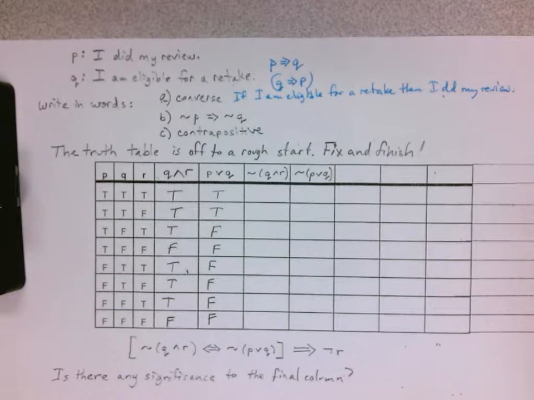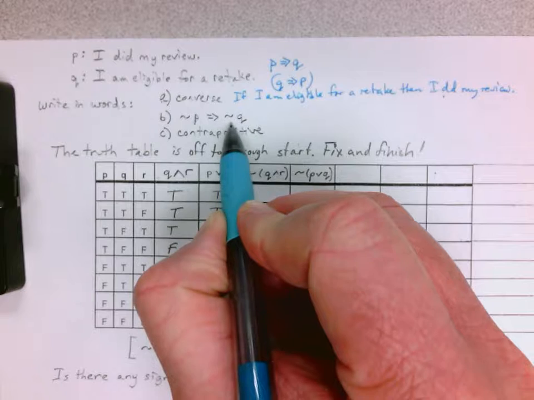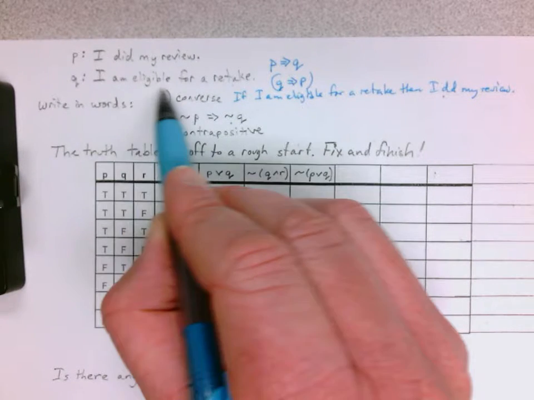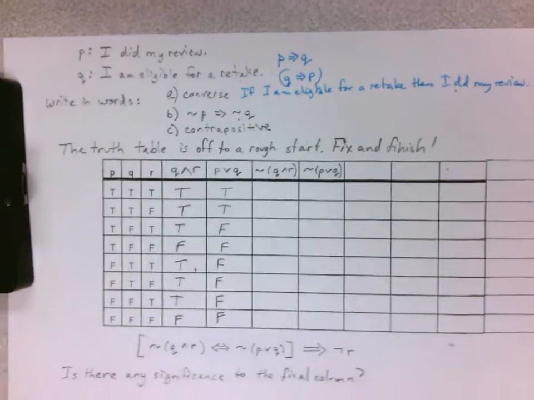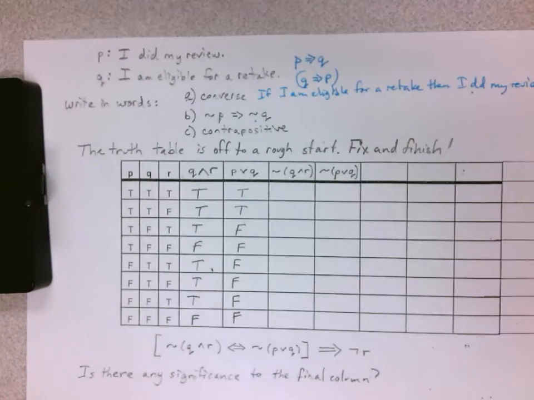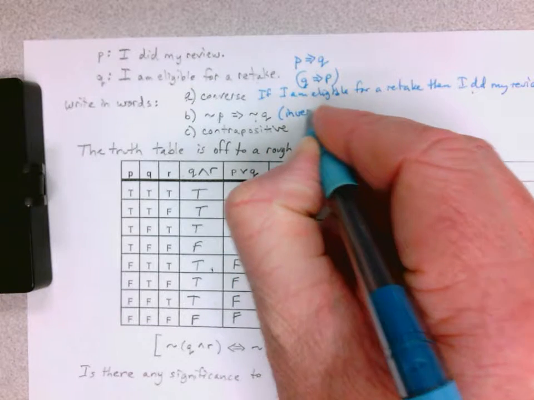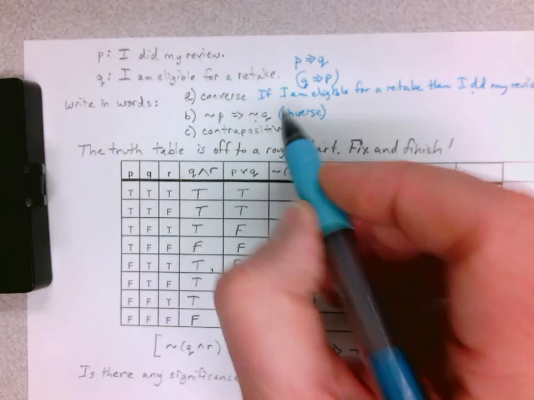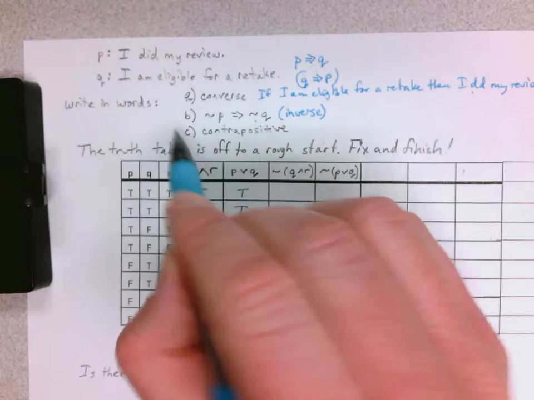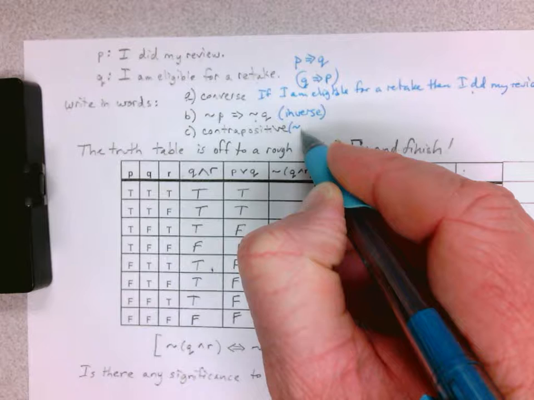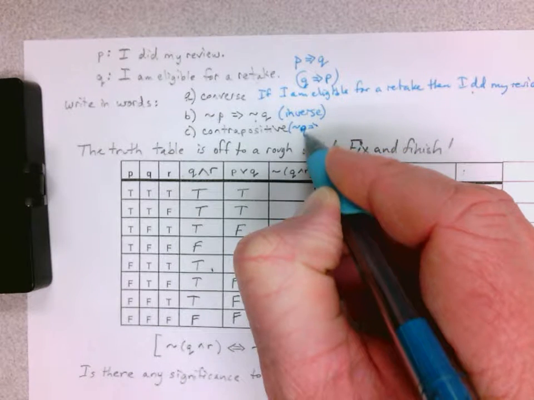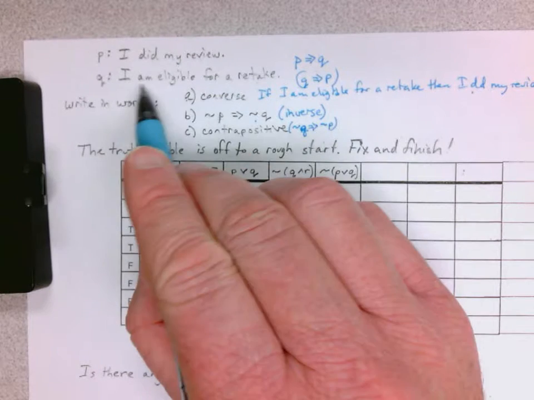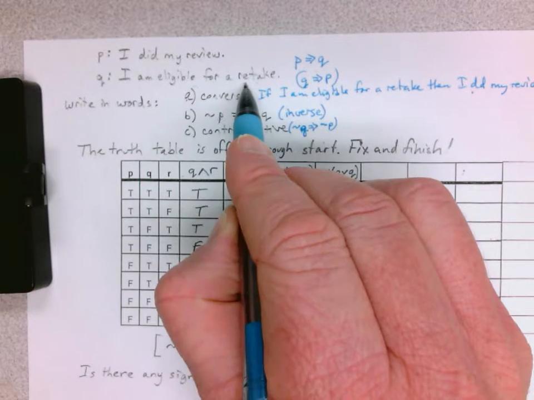Inverse: not P, then not Q. If I did not do my review, then I am not eligible for a retake. Again, you need to know that this is how you find the inverse. They might just ask you for the inverse. You know those symbols. And then the contrapositive is the converse of the inverse. So it is not Q, then not P. So if I am not eligible for a retake, then I did not do my review.